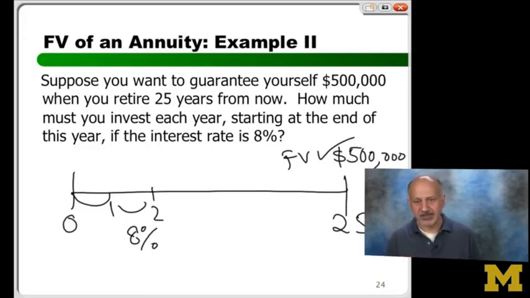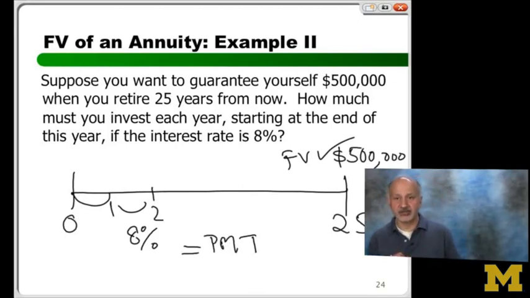And you're using 8%. So let me ask you this. When we go to Excel in a second, you will use the PMT function. Why? Because that's the guy I don't know. And that's the guy I'm trying to solve for. Right? Okay, let's do it.